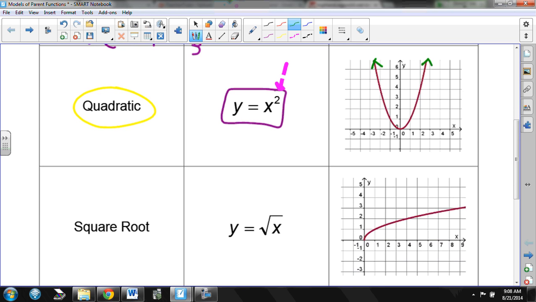What's the domain of the quadratic parent function going to be? What x values can we have? If you look at the graph over here, when we include the arrows on the end of the curve, how far left can you go? Go as far left as you want to.